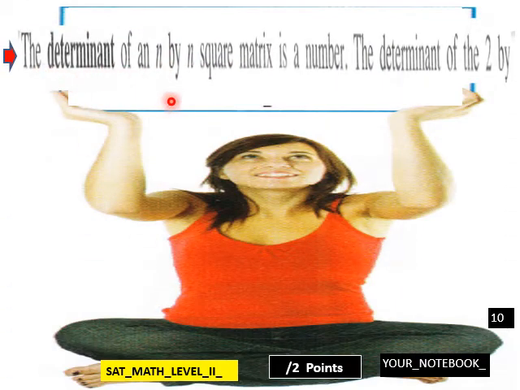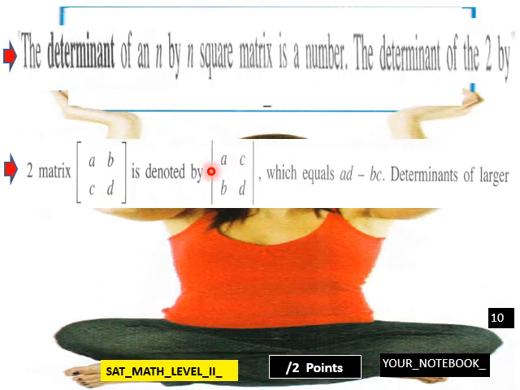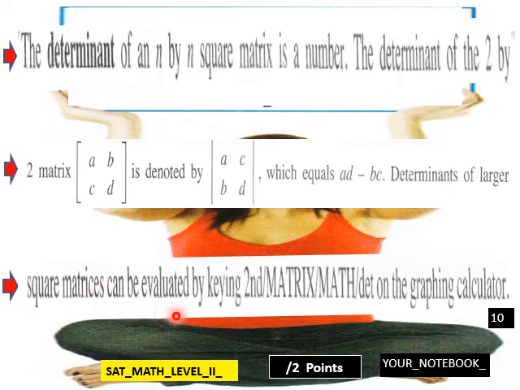The determinant of an n by n square matrix is a number. The determinant of the 2 by 2 matrix with rows A, B and C, D is denoted by vertical bars, which equals A times D minus B times C. So we get this diagonal multiplication thing going on. Determinants of larger square matrices can be evaluated by keying second, matrix, math, determinant on your graphing calculator. And again, if you need background for finding the determinants of larger matrices, I have packets for that. Contact me at my email.